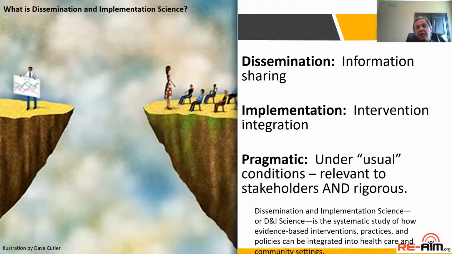So in a nutshell, dissemination is just information sharing. Implementation is the intervention integration, pragmatic under usual conditions, relevant to stakeholders, and rigorous, meaning it's practical. So I could summarize DNI research or science as the systematic study of how evidence-based interventions, meaning I have an efficacy that I can trust, the internal validity is decent, and some level of effectiveness, but not widespread evidence that it is going to work in the real world. But if I take that evidence-based intervention, practice, and policy, and find a way to get them integrated into healthcare and community settings, we will have an intervention that reaches the level of impact that we all desire.